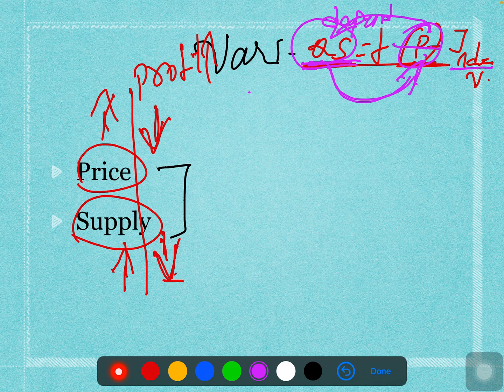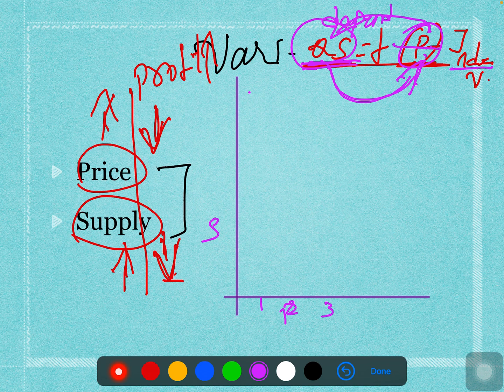Let me construct a diagram now. Let me construct the x-axis. Let me construct the y-axis. Now consider this is price and this is supply. 1, 2, 3, 4, 5. 1, 2, 3, 4, 5. It's 0. Now let me construct the diagram. This is the positive theory curve.